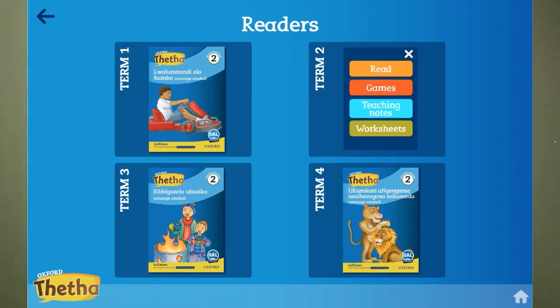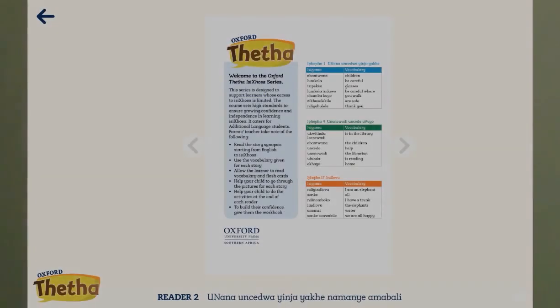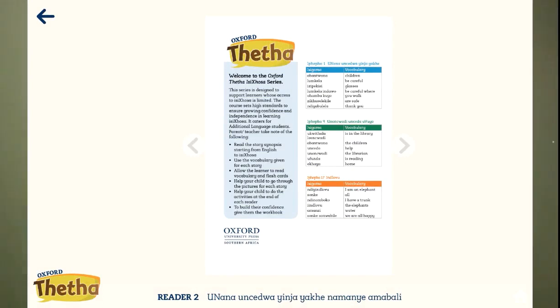You will now have more options. You can either read the books, play interactive games, look at the teaching notes for this term, or access worksheets for the stories in this term. If you click on the read, you will see the cover of the reader with different options. Under vocabulary, you will find vocabulary words chosen for each reader.